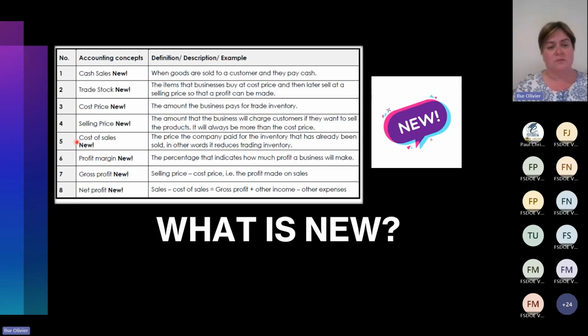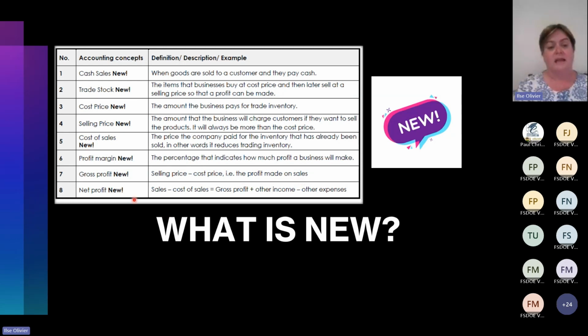Then we have cost of sales. The moment you sell trading stock, you have cost of sales, and that means the price the company paid for the inventory that already had been sold. In other words, it reduces the trading inventory or the trading stock amount. Then we have the profit margin. That's the percentage that indicates how much profit the business will make. Then we have gross profit. That's when we take the selling price minus the cost price. So the amount that we charge the customers minus the amount that we paid. So it's the profit or the money that we made on the sale.